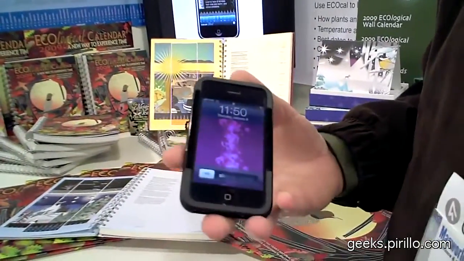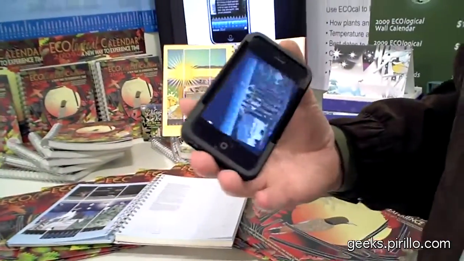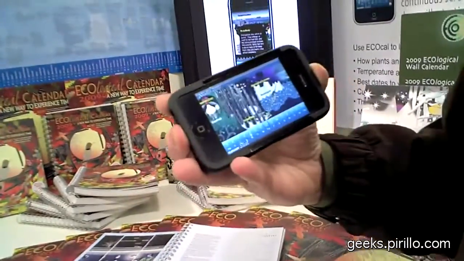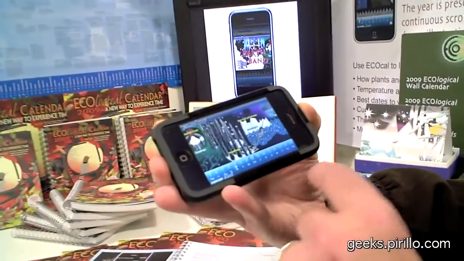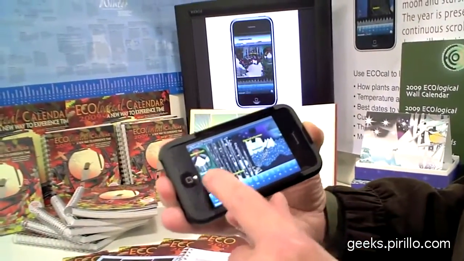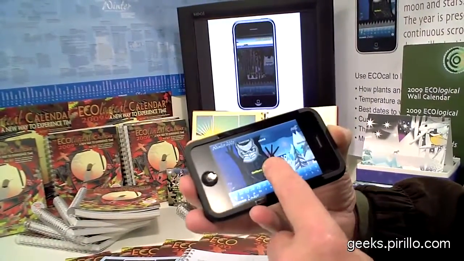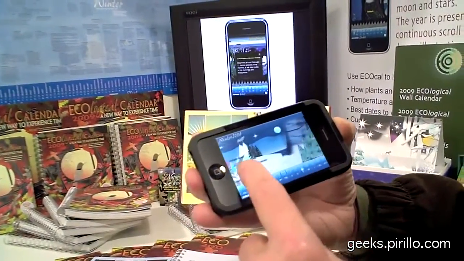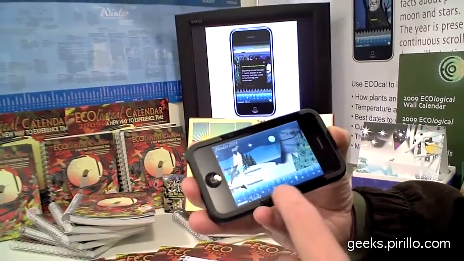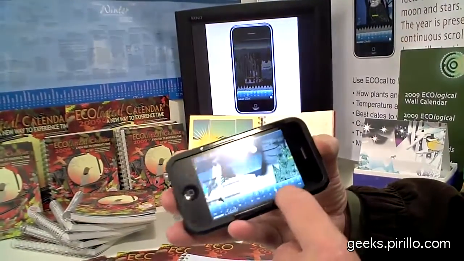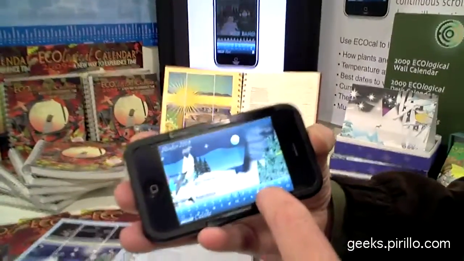And recently now we've turned it into an app for the iPhone. And this is my iPhone. I've got it on there. Yeah, and there it is. Okay, so for instance, right now we are in January, which is the winter. We're on the 8th.